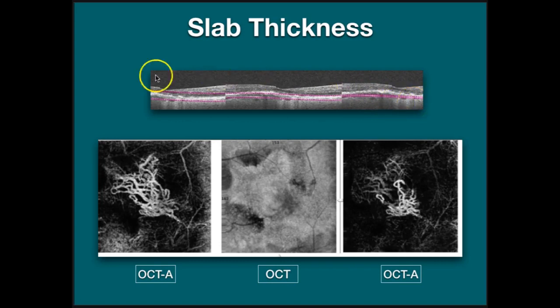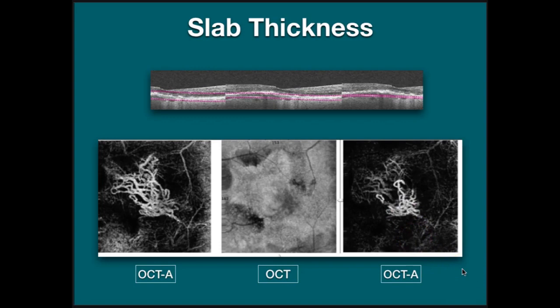So on the left-hand image, it's an OCT angiography of a choroidal neovascular membrane with a fairly thick slab that takes in the RPE and outer retina. That same neovascular membrane on the right is being imaged with a much smaller slab, and the choroidal neovascular membrane does look a lot smaller and less extensive.